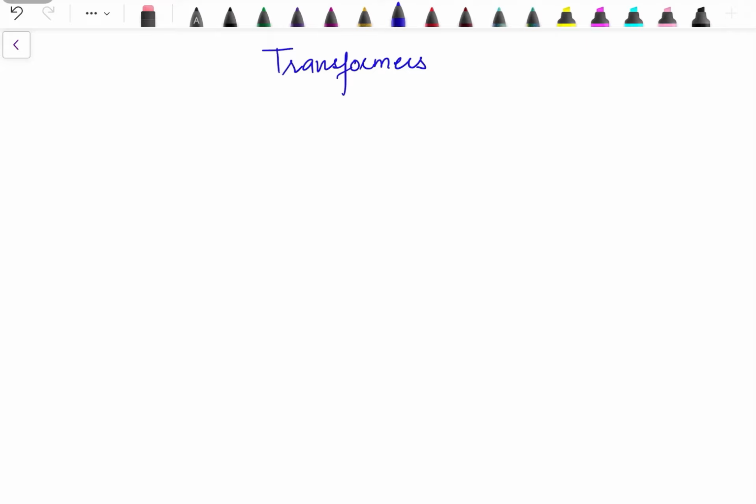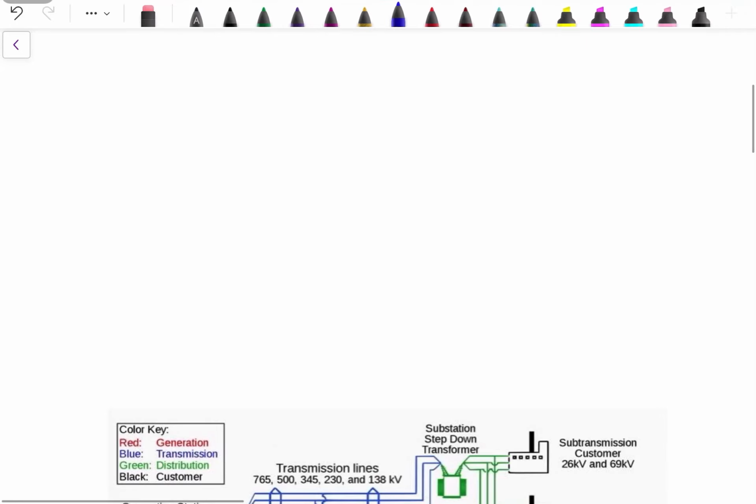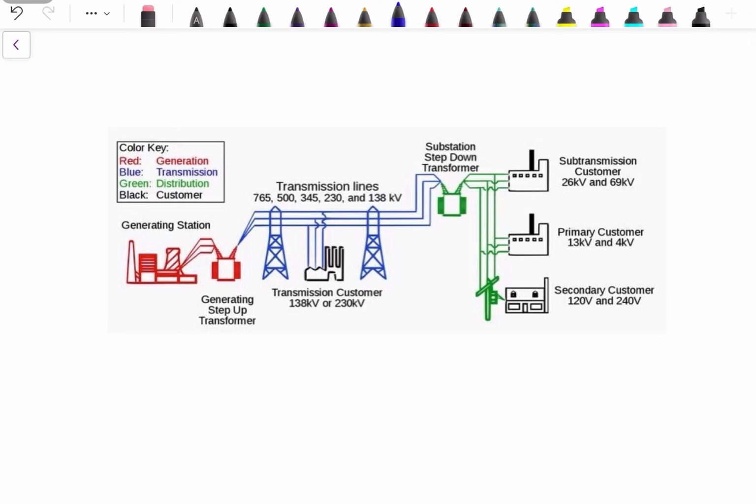The importance of transformers will be clear if we understand the general structure of a power system. So this is the structure of a power system, where we start from a generating station. In the generating station, there is generation of electrical power, and with the help of a transformer, that voltage level is increased and that power is transmitted through the transmission lines over long distances.